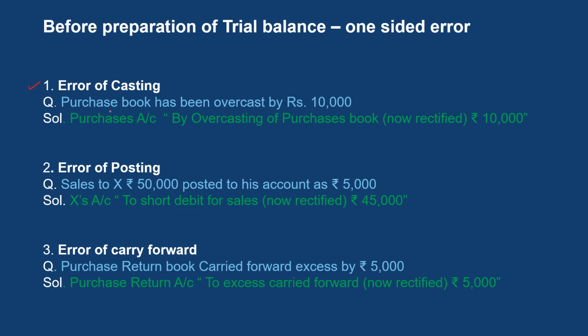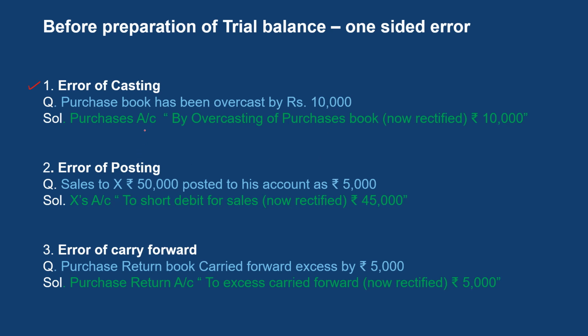So the question here is, there was a purchase book which has been overcast by 10,000. Means while totaling the purchase book, how do you post that purchase book? Individually it will go into the supplier account in the ledger, and the total of the purchase book, for say every month, will go into the purchases account. So like that, when you were totaling in a particular month, you overcast by 10,000. You have totaled more. So 10,000 has gone more into the purchase account.